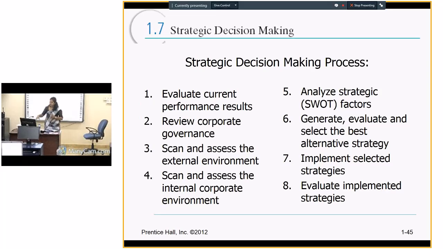In the future sessions, you might hear this as the strategic factors. Then we have to identify the strategic factors, that is the SWOT analysis. Then we have to identify the best alternative option or strategy. Accordingly, we have to make the implementation and evaluation. So this is, broadly, the strategic decision making process.